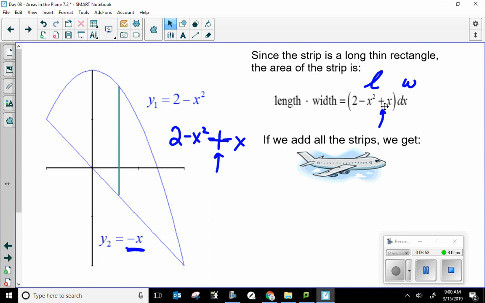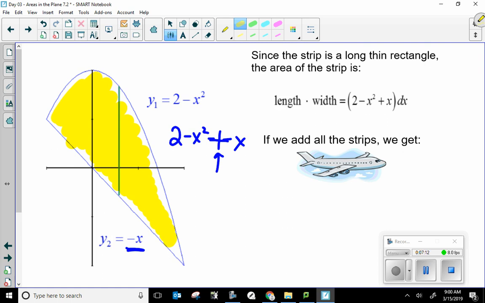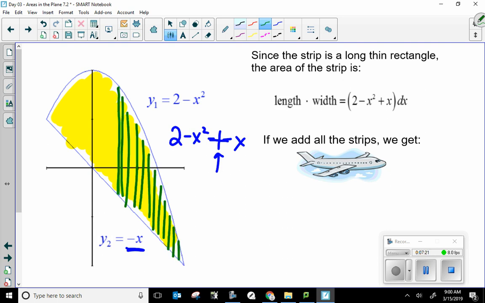Anyways, that is the area of 1 right here. This right here is the area of this one strip. But let's not forget, we want to add up all of them because we want the area. We want the area of all this stuff right here. We don't want just the area of that one, which means I want to add this strip to this strip to this strip to this strip. And then we have an infinite amount of strips, okay?